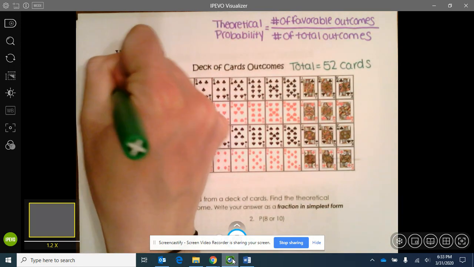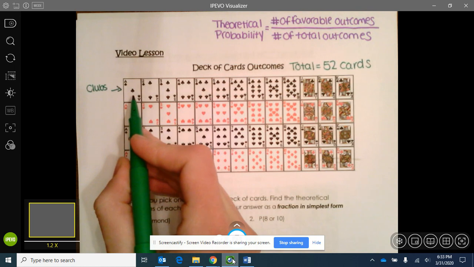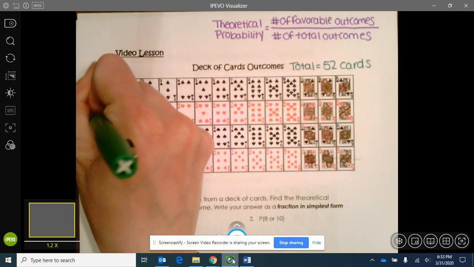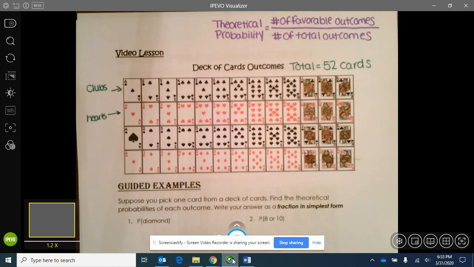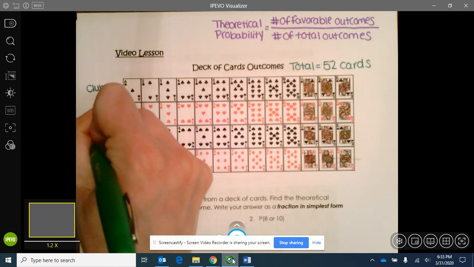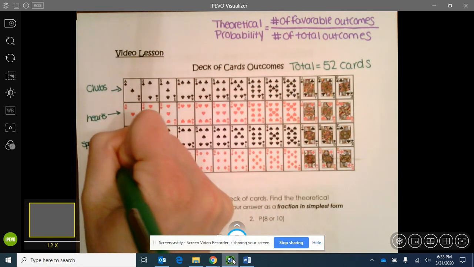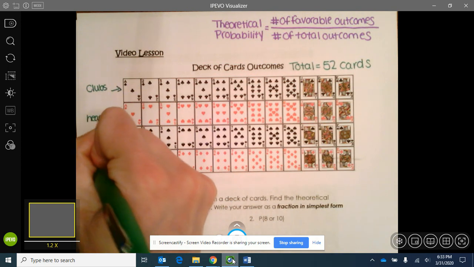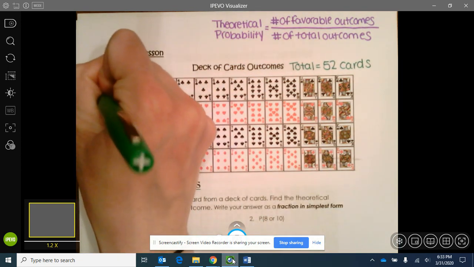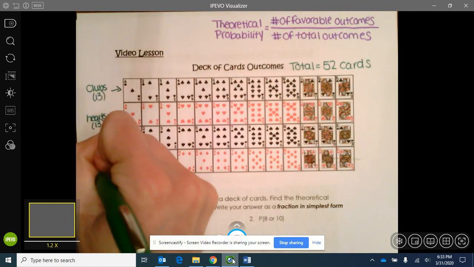So you have your clubs. Those are all the cards that have what I like to call the little clover on them. We have our hearts. Obviously, these are the ones that have the hearts on them. We have our spades. These kind of look like a black upside down heart, I guess you could say. And then our last suit is diamonds. Now, in each of these suits, there are 13 cards. So there's 13 clubs, there's 13 hearts, there's 13 spades, and there's 13 diamonds.